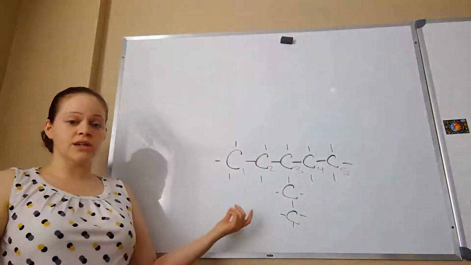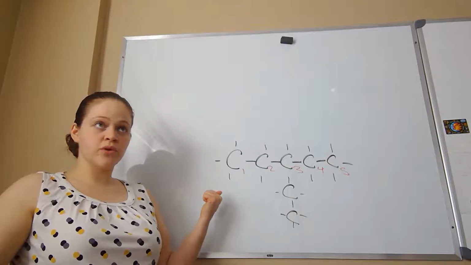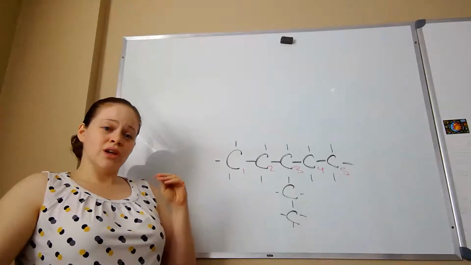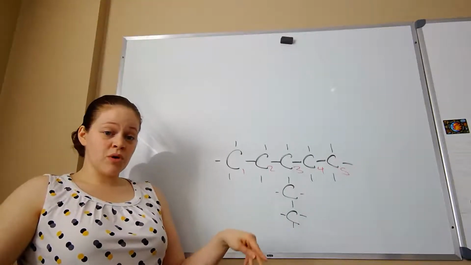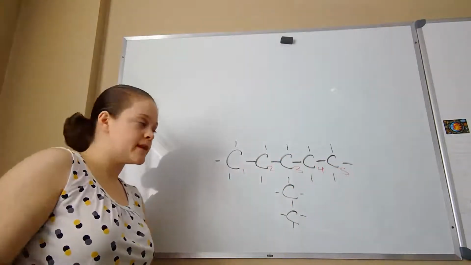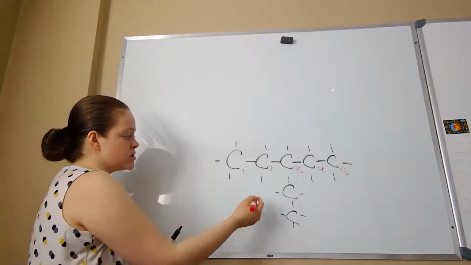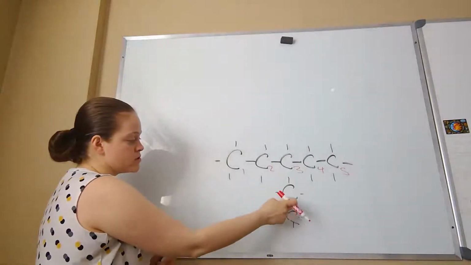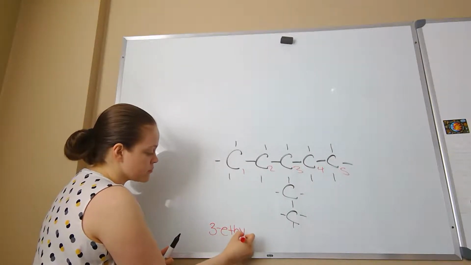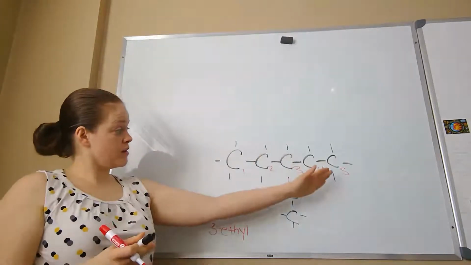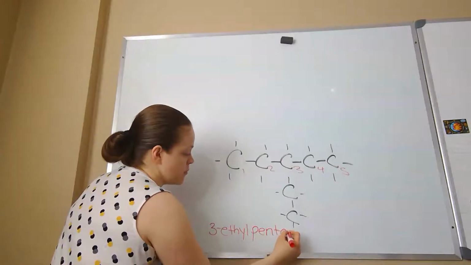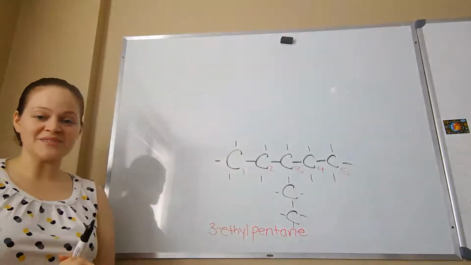Now we do want to give priority to the branch here. You want to get the branch as close to the number 1 as possible. Right now it's in the middle, so it didn't matter which side I number these from, it's still going to be in the middle. And so we start by naming the branch. Here, this is an ethyl branch because we have 2 carbons. So we say 3-ethyl. And then we're left with our parent chain, which is pentane. So 3-ethylpentane. There you go.